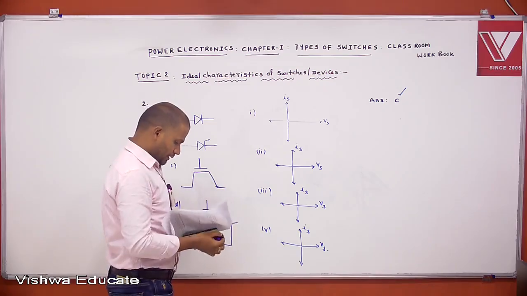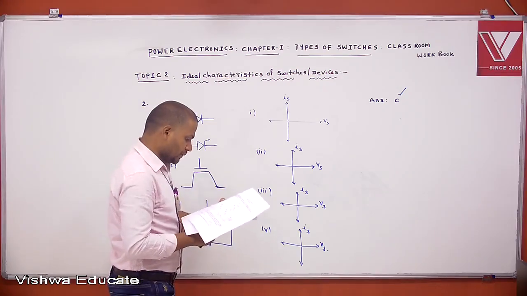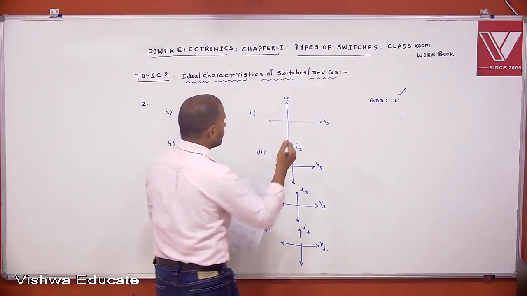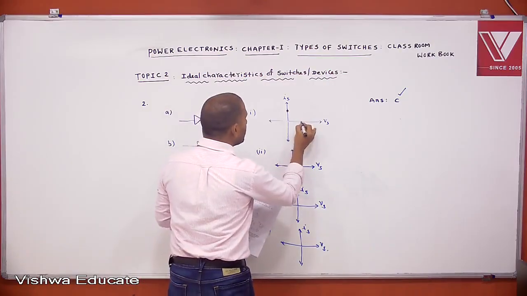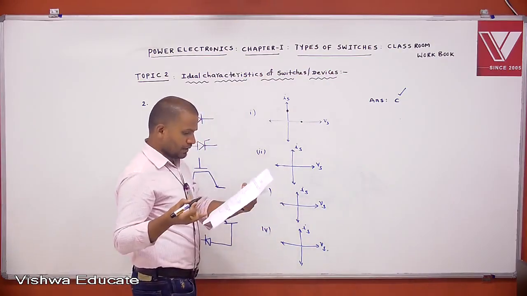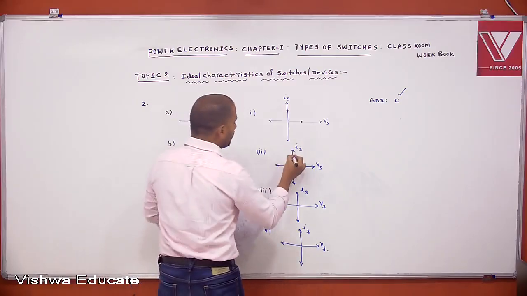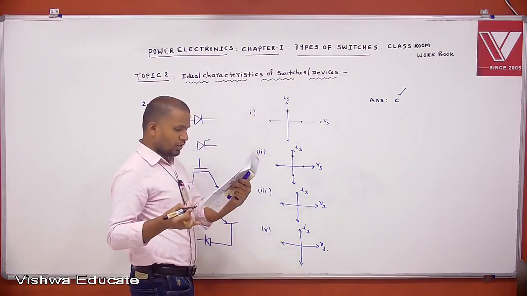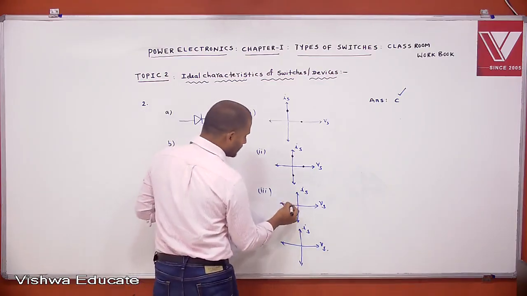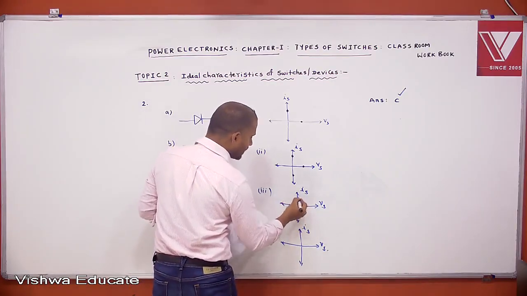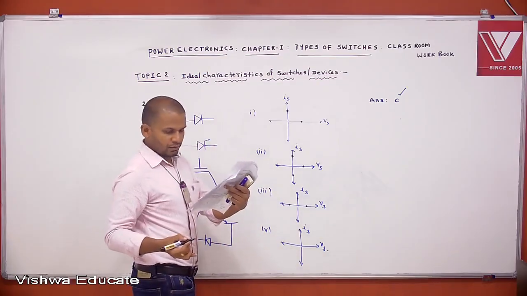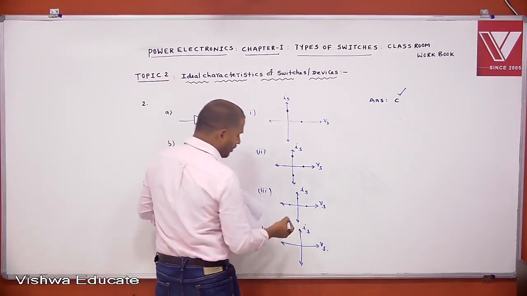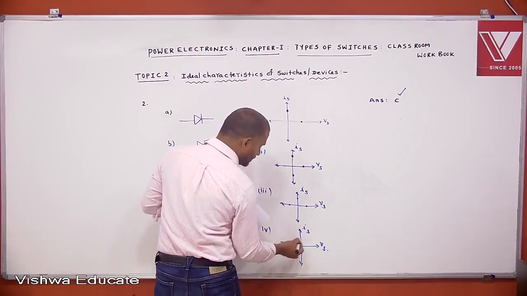Okay, in the first one, what are the dots given? Plus IS, plus VS. Second one, plus IS, minus IS, plus VS. Third one, minus VS, plus VS, plus IS. Fourth one, minus VS, plus IS.